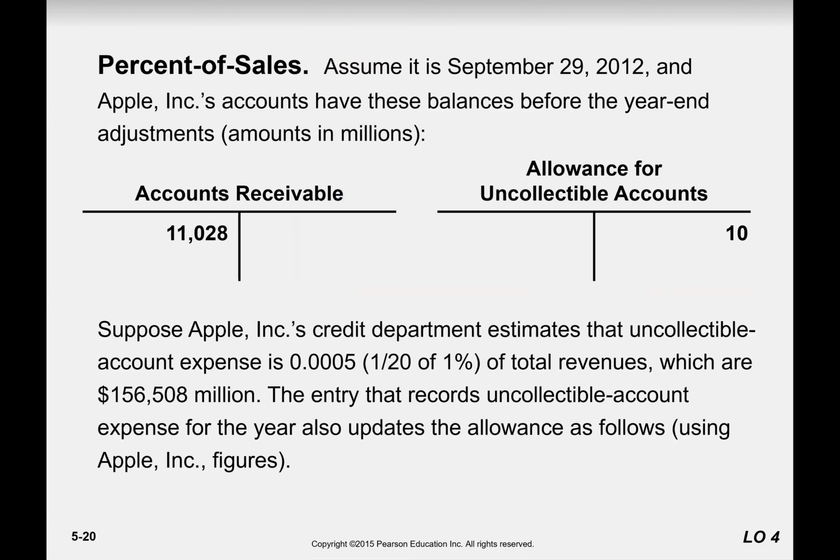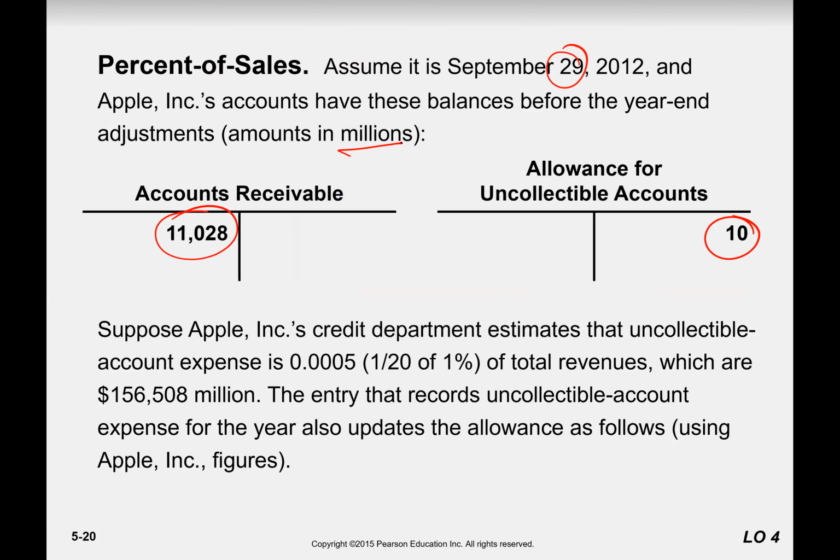Let's do it together. So, percentage of sale method. Assume it is September 29, 2012, and Apple Incorporation's accounts have these balances before the year-end adjustments. They have $11,028 million as an account receivable, and they have an allowance of $10 million.